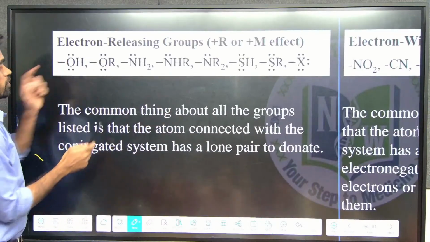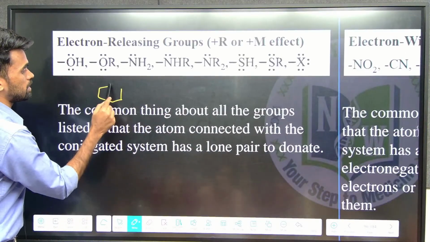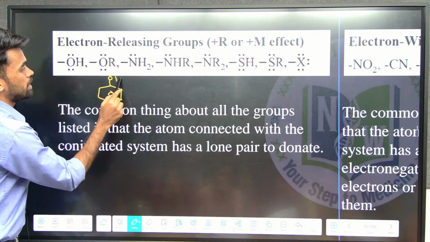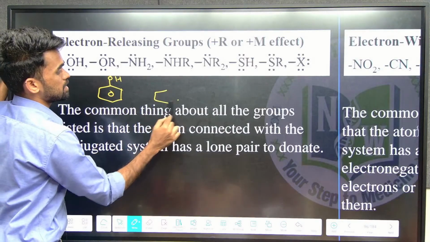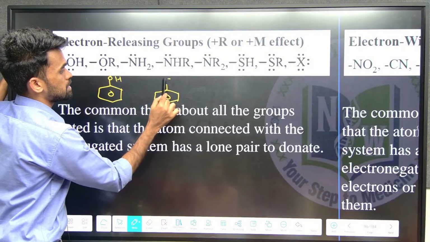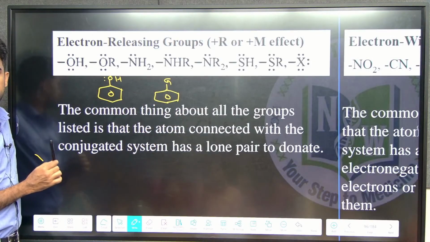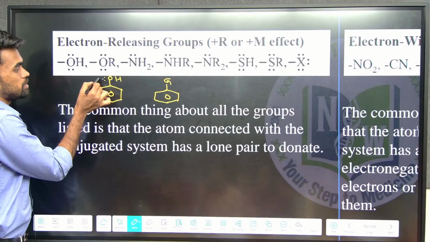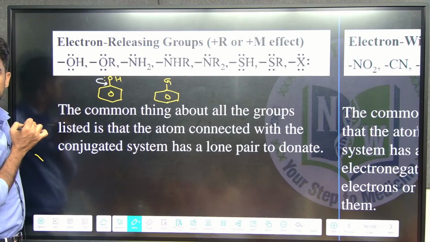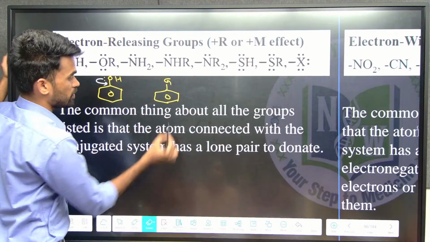See, yesterday I gave something like this: a benzene ring with the OH group. Instead of saying it like this, I am generalizing them: a benzene ring is there, and some group G is there. See, on the OH group what do we have? Lone pair electrons are there. Lone pair electrons means they can be donated into the ring, no? So what type of effect is it?